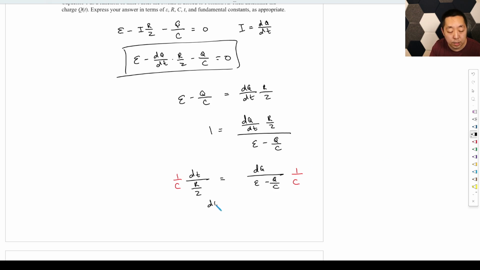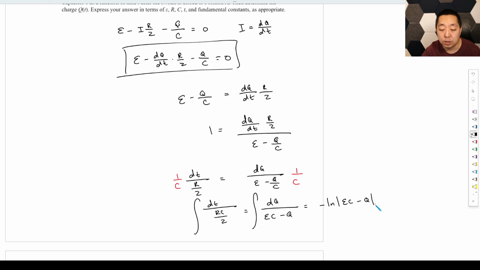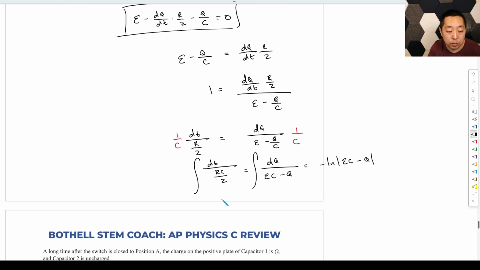So this is going to be dt over RC over 2 is equal to dq over epsilon C minus Q, like this. Okay, so now I'm going to integrate both sides. This one is just a very simple U substitution. It's going to be negative natural log absolute value of epsilon C minus Q. And then this one is going to just be t over RC over 2 plus a constant is equal to negative natural log absolute value of epsilon C minus Q.